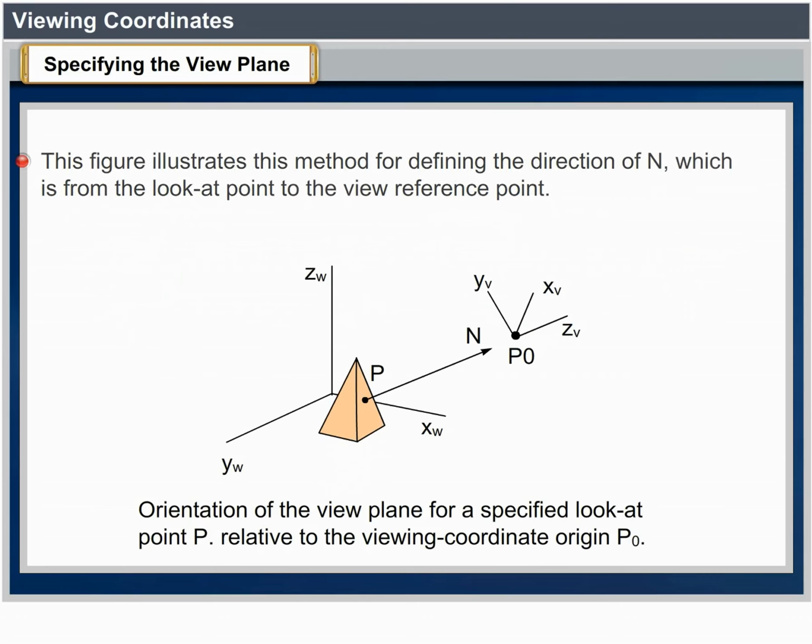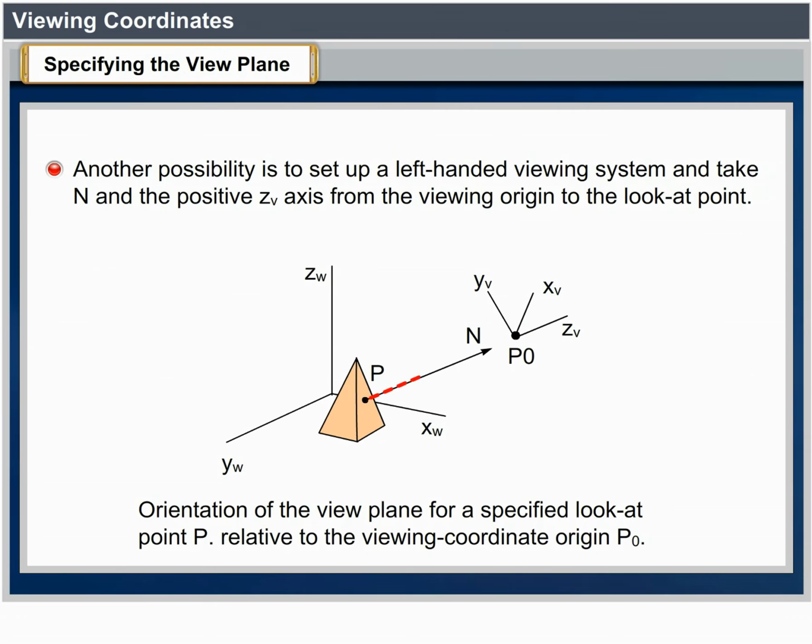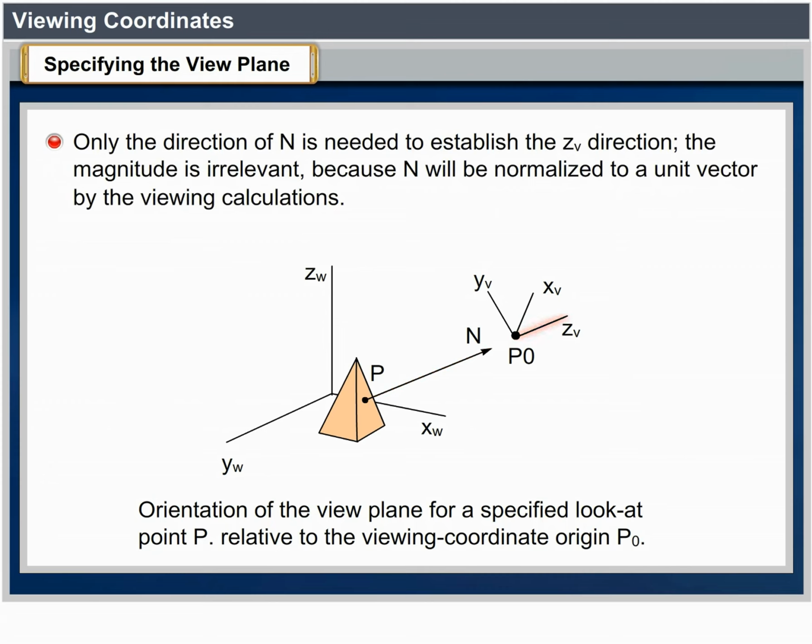Another possibility is to set up a left-handed viewing system and take n and the positive ZV axis from the viewing origin to the look-at point. Only the direction of n is needed to establish the ZV direction. The magnitude is irrelevant because n will be normalized to a unit vector by the viewing calculations.